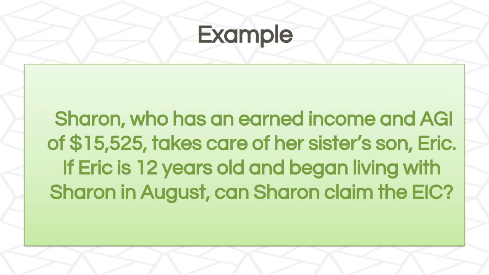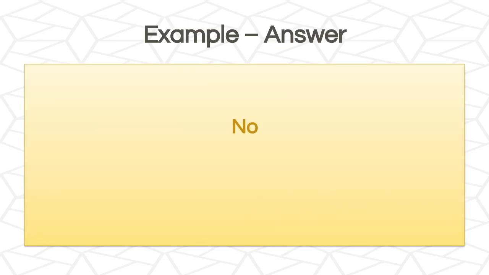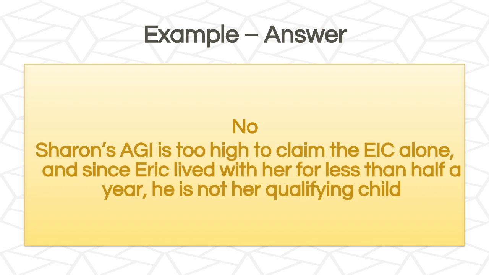So now we need to see if Sharon qualifies for EIC without a qualifying child. And Sharon actually won't because her AGI is too high to claim the EIC alone. And because Eric did not live with her for more than half the year, he's not her qualifying child.